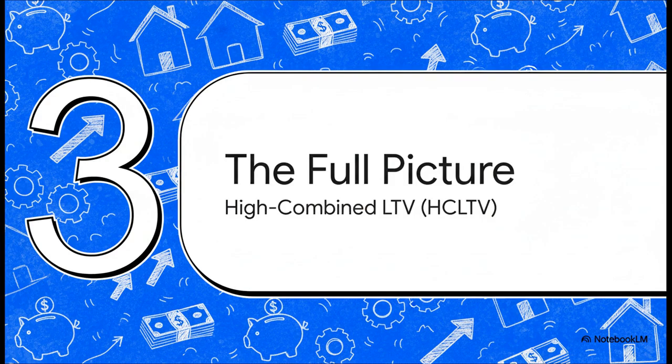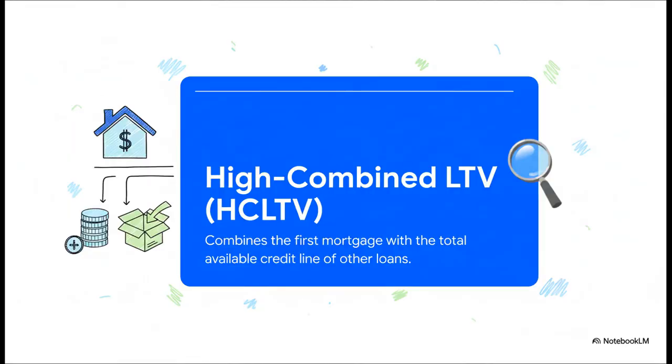And that brings us to the final piece of this puzzle, the one that gives a lender the most complete view, the high combined loan-to-value, or HCLTV. This is the one that really looks at the maximum possible risk. And here it is, the single most important difference. HCLTV combines that first mortgage with your other loans, but for a HELOC, it adds the full credit limit, not just the little bit you've used. So if you have a $50,000 HELOC, but you've only drawn out, say, $100, HCLTV counts the whole $50,000.